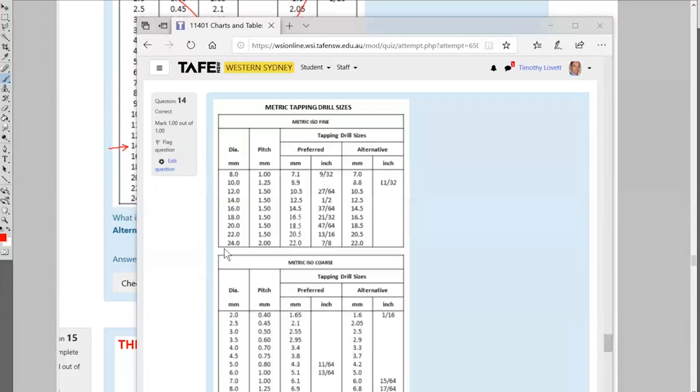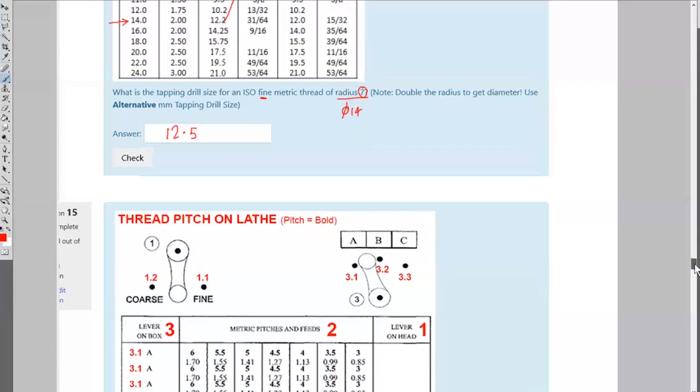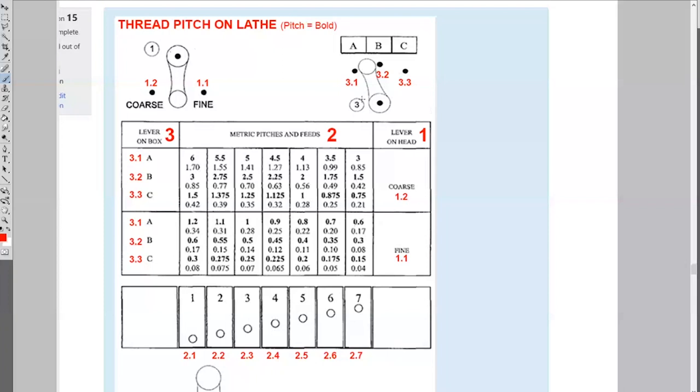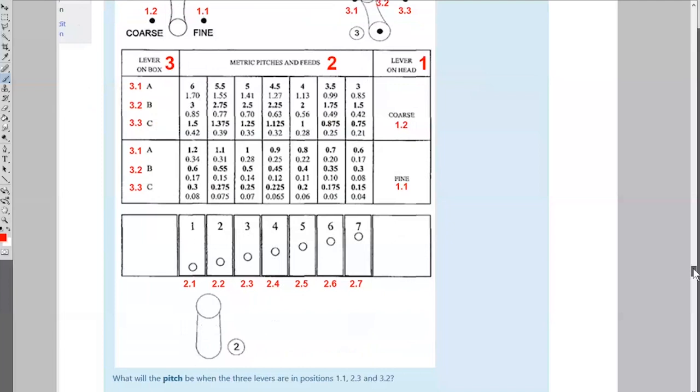Good, another one. Now, this next diagram, which comes out of the book, I had to add a little bit more to it just to make it a bit more friendly on the computer, and because it was a bit hard to select things. So I've numbered everything. We've got three levers. We've got lever one, which has two positions, coarse and fine. Not coarse thread and fine thread. We've also got lever three, which is a gearbox, which is A, B, and C, which gives you a big range of gear choices. And then lever two is your main gear choices on the front of the lathe. So this gives you the threads within that range on lever 3.